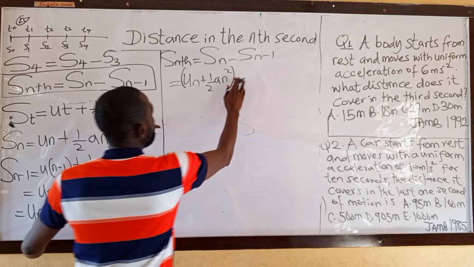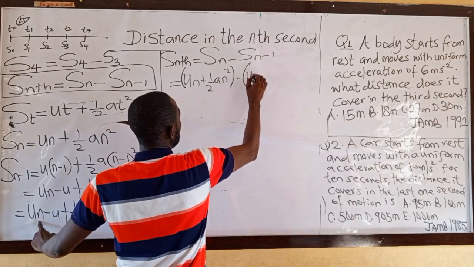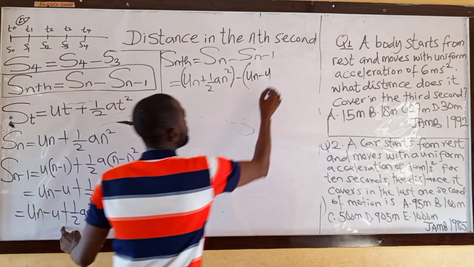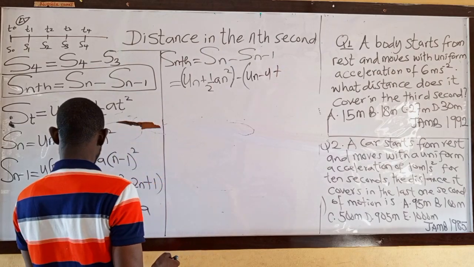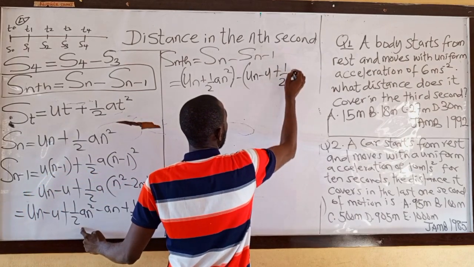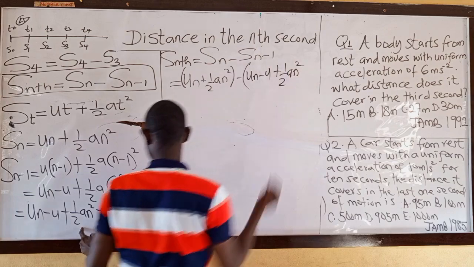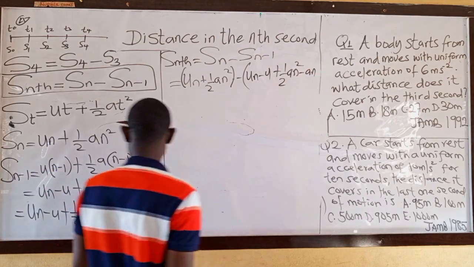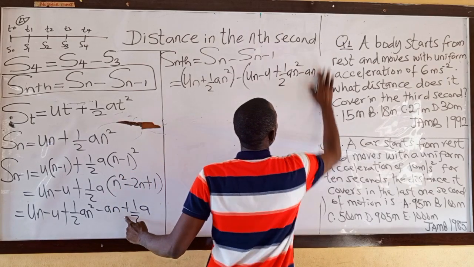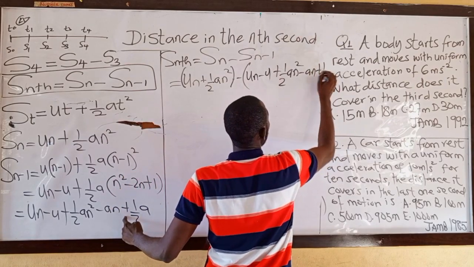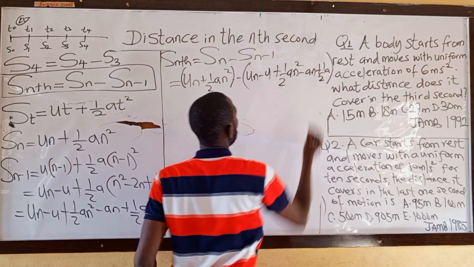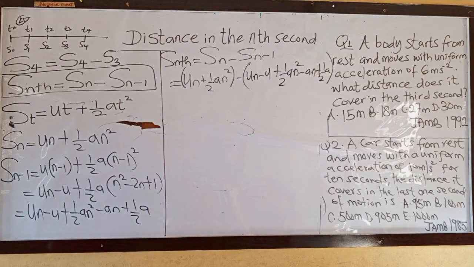Un, you have minus, open bracket, un minus u plus half an squared, minus an plus half a, plus half what? Half a. So this is the formula for that. Let's now finally open the bracket.